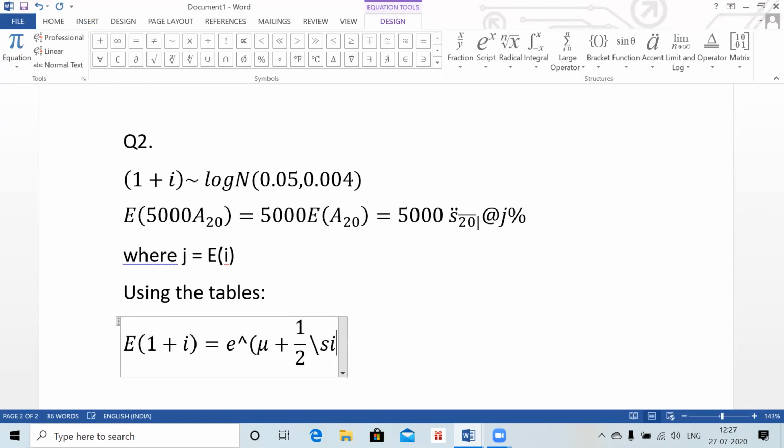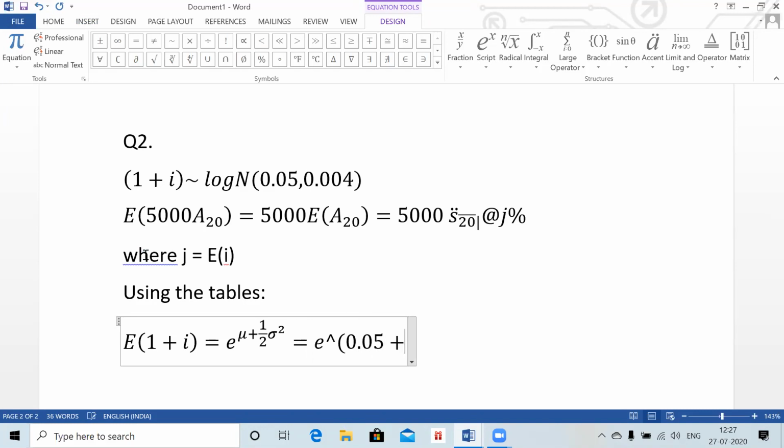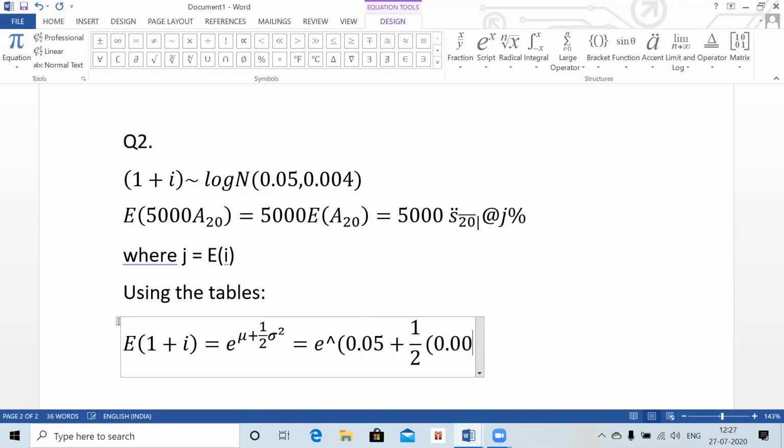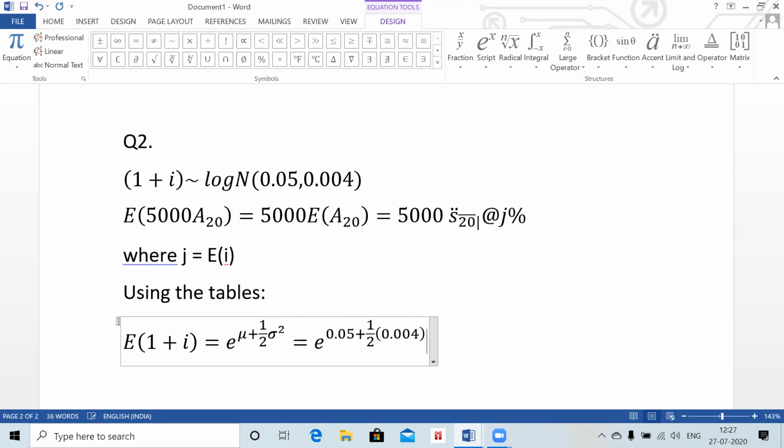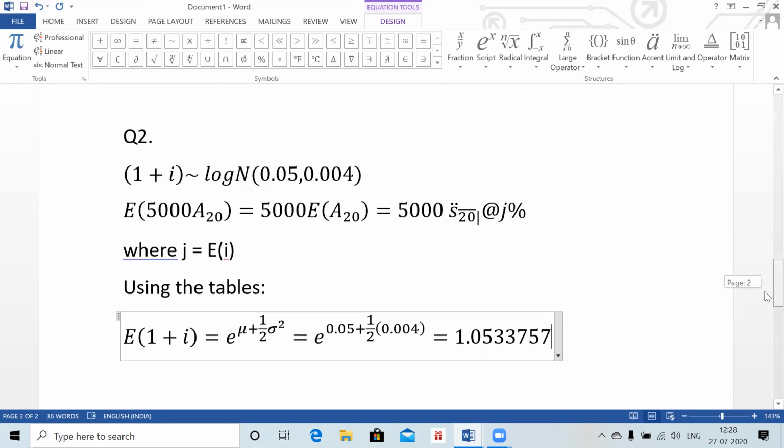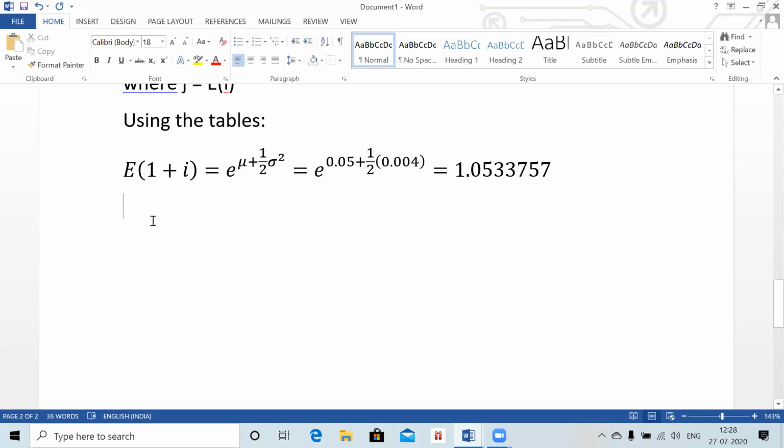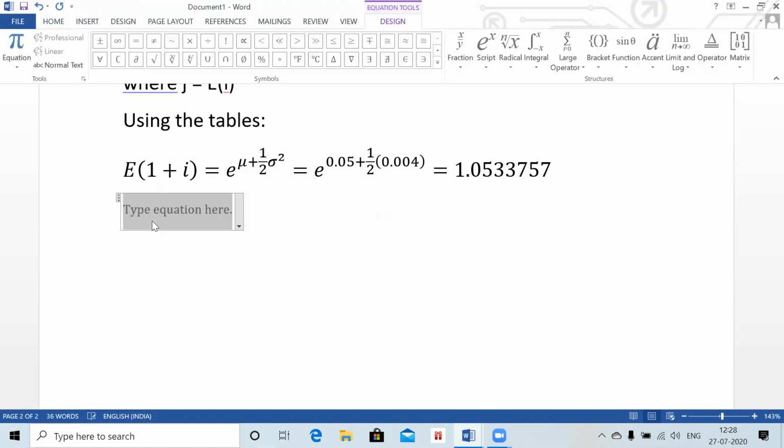1/2 space backslash sigma squared. ठीक है, बिना space दिए sigma लिखना मत शुरू कर देना, फिर वो sigma squared denominator में आ जाएगा. Brackets close, space is equal to e to the power 0.05 plus 1/2 bracket space 0.004 brackets close. इसको solve करेंगे तो answer आएगा 1.0533757, which implies J is equal to expectation of I is equal to 0.0533757.